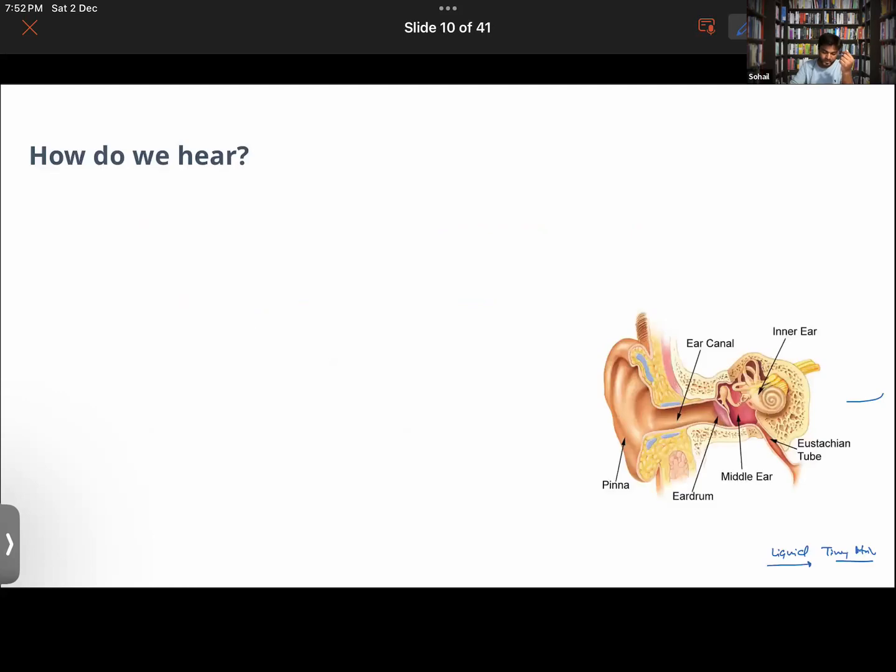Then, how do we hear? That thing we also discussed while we were doing this chapter. So, one of you do tell us how the human ear perceives sound. How does it basically work?